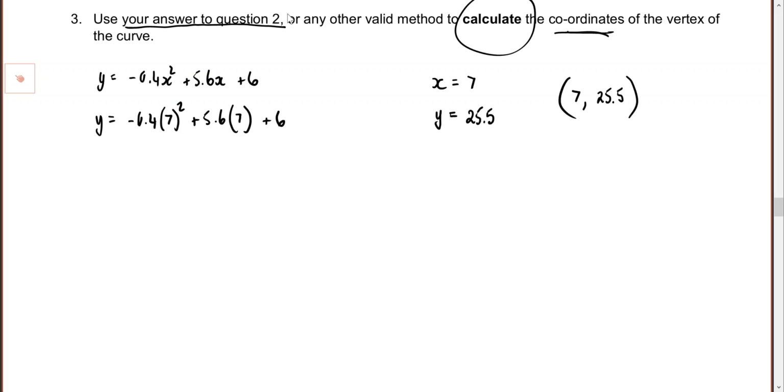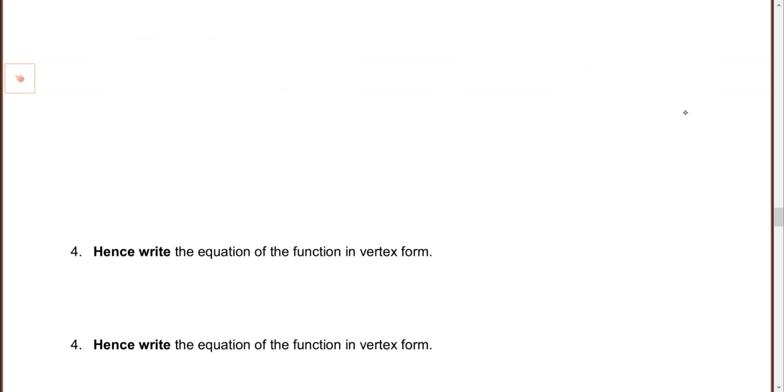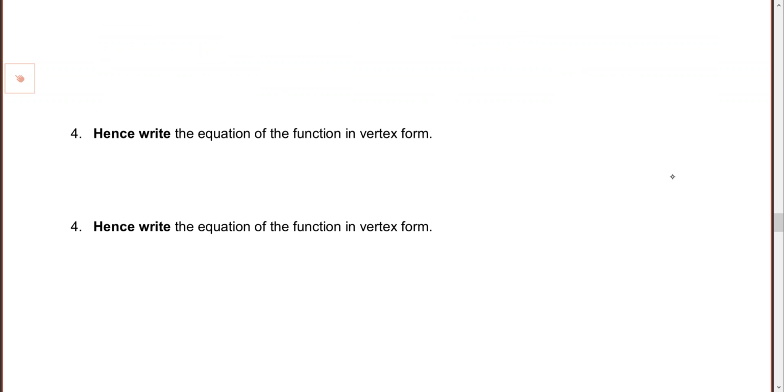So even if your equation was wrong, you can give yourself credit if you know that you had an equation, even if it was wrong for part 2, but you used it to find the y value. The x coordinate is kind of a given. You can't come up with a different x value, but the y coordinate could have been different if you'd used your equation, not tried to read the graph. Okay. Hence, write the equation of the function in vertex form.